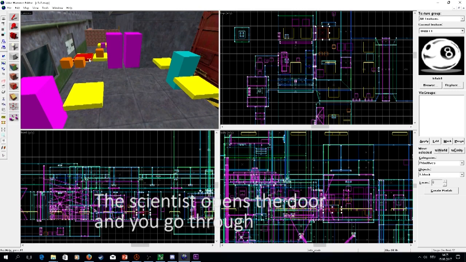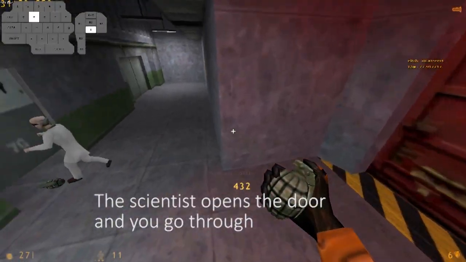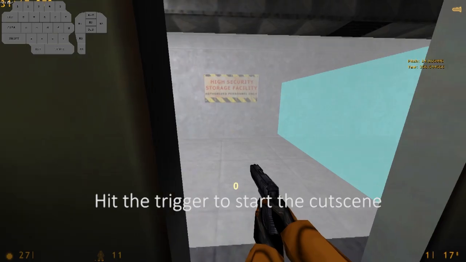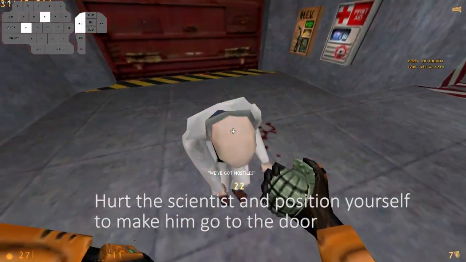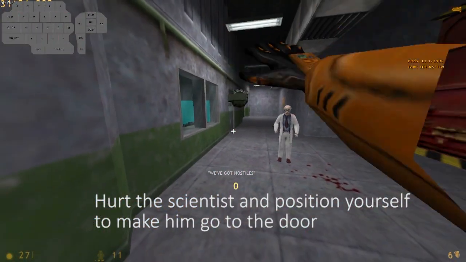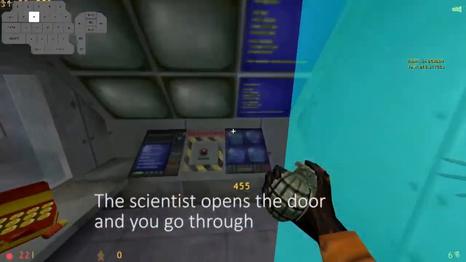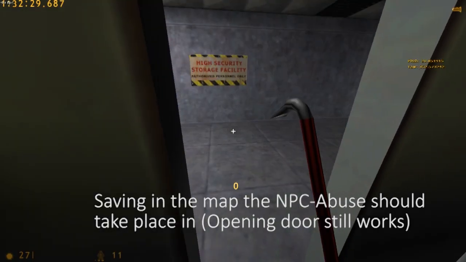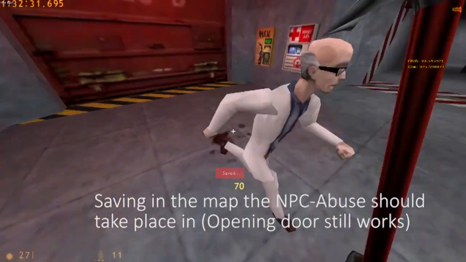Once he reaches the according info node and the door opens, you can go on even without the scientist. As you can see, it is possible to speed this process up a lot, making meticulous NPC-abuse strategies. Note that you can't load back into the map where the NPC-abuse should take place.